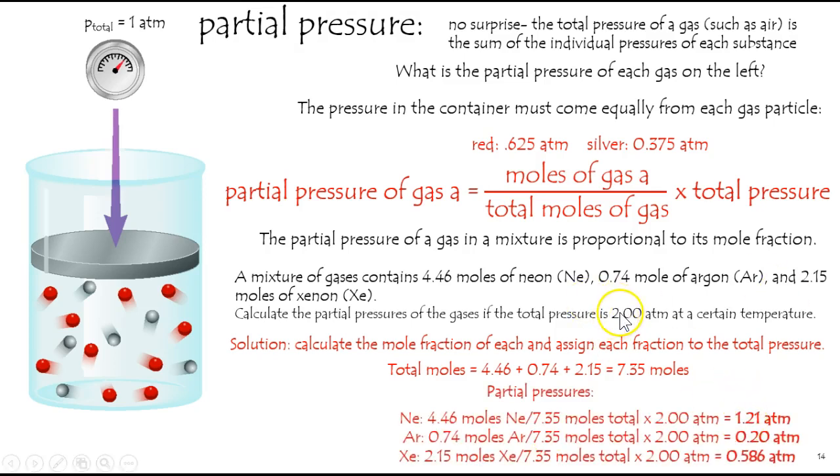Did I say 2.1? That's the total, so it would be more than half of the 2 came from the neon, only 0.74 for the argon divided by the 7.35 moles total, so that's looking like, maybe a tenth, and certainly that's about a tenth. And there you go. And when you add all 3, it should come up to the 2.0 atmospheres.